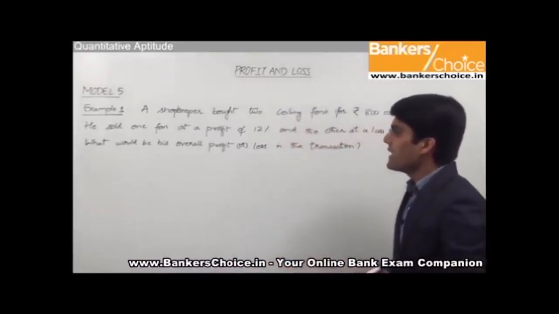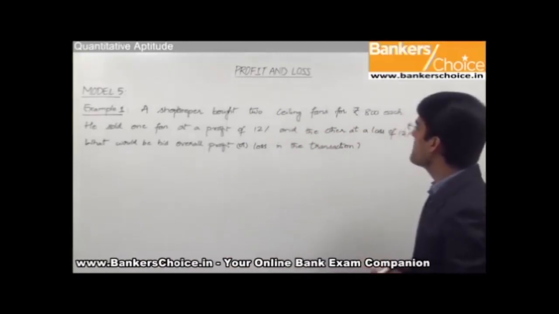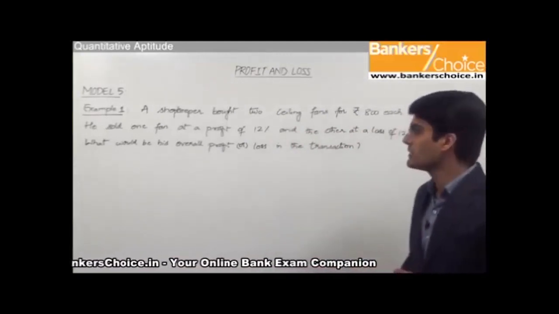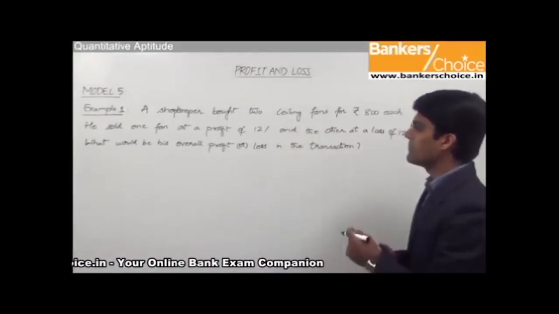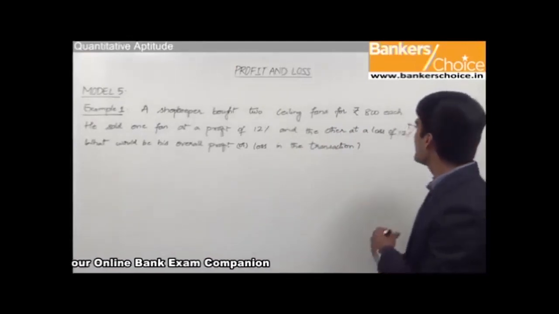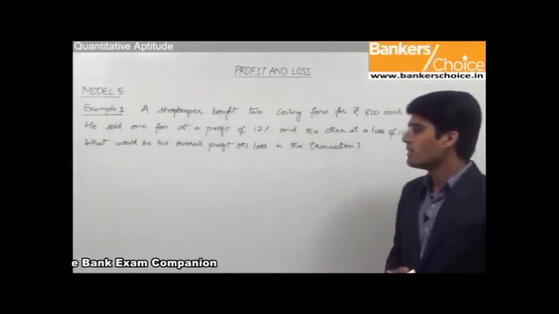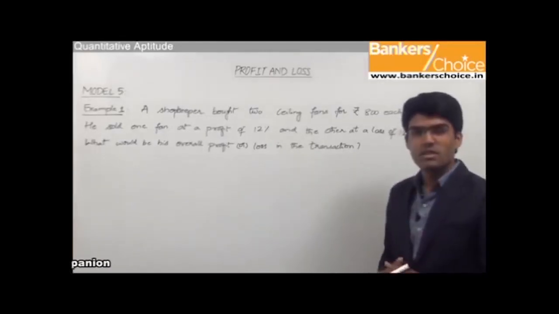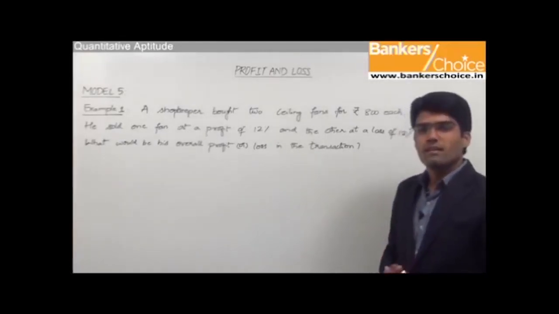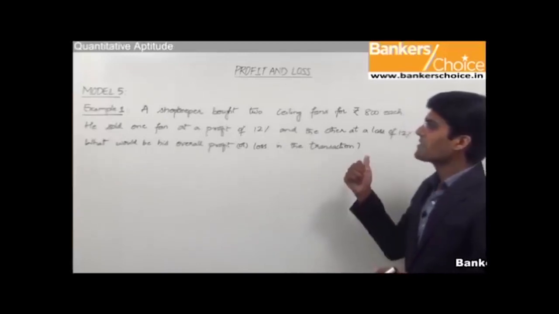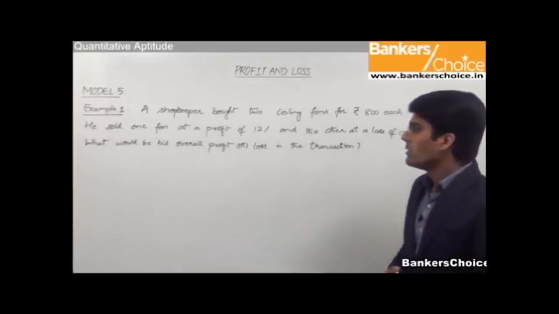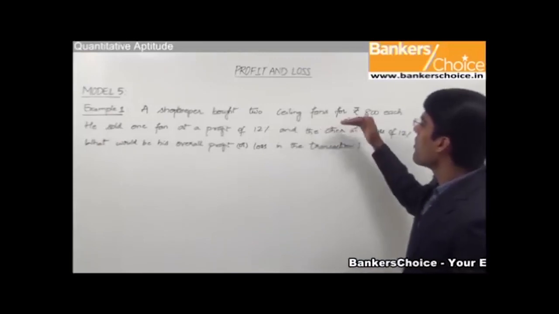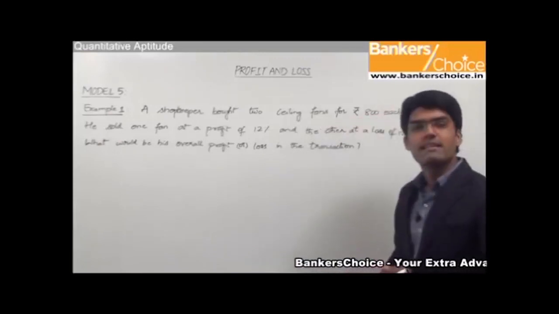The question says a shopkeeper bought two ceiling fans for rupees 800 each. He sold one fan at a profit of 12% and the other at a loss of 12%. What would be his overall profit or loss in the transaction? So we need to find out the overall profit or loss which is made by the shopkeeper when he has sold both the fans. Now, as given in the question, the shopkeeper bought two fans for rupees 800 each.